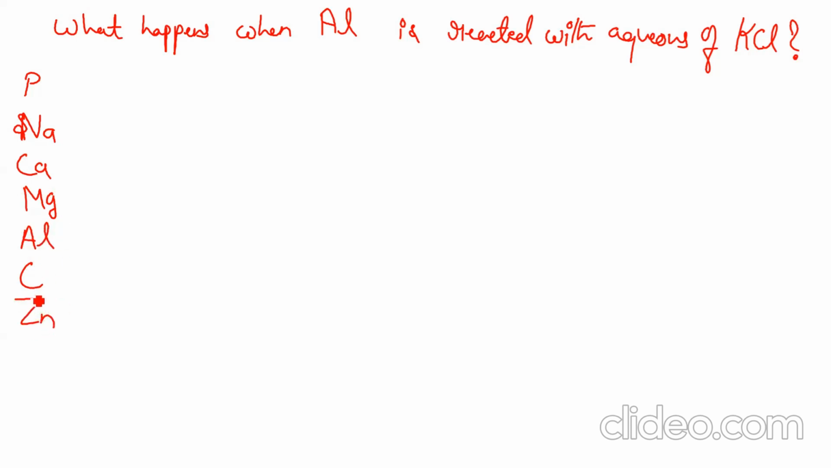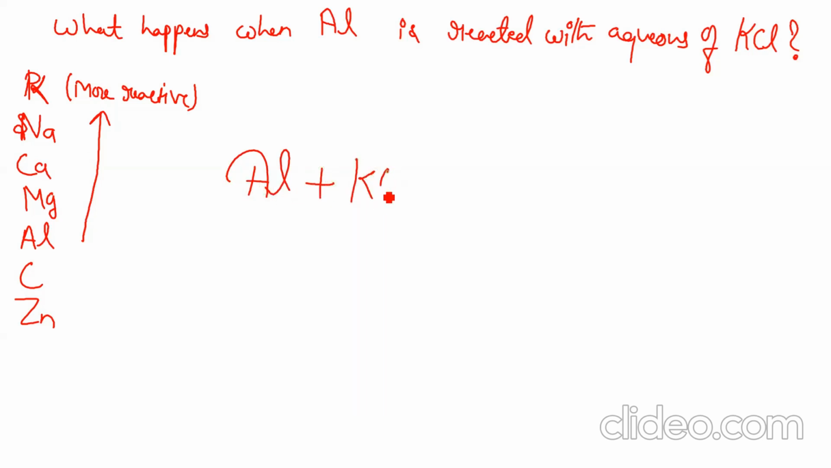Okay, up till here only, because aluminium we have found out here and potassium also we have found out here. Potassium's symbol is K. It is more reactive than aluminium, because it is present above aluminium in our reactivity series. So the reaction will be like this: aluminium plus KCl. Here no reaction will take place, because aluminium cannot displace potassium from the aqueous solution of KCl.